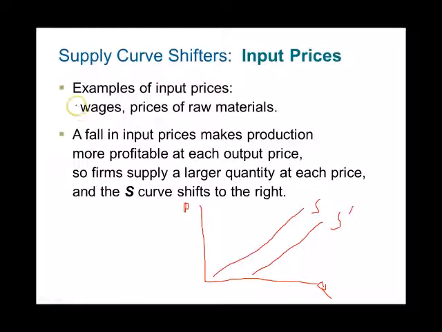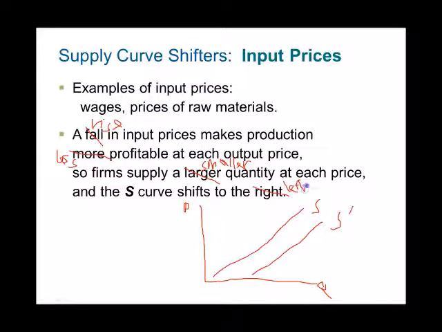Now, if there was a rise in input price instead of a fall, then it would make production less profitable at each and every output price, because now I've got to pay more money to buy my inputs. So the firm will then supply a smaller quantity. My handwriting, of course, is not so good. So the supply curve will then shift to the left.